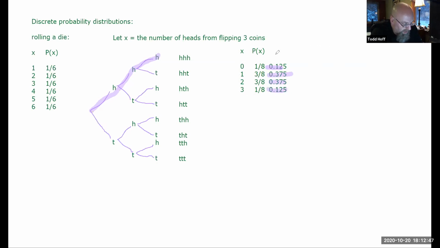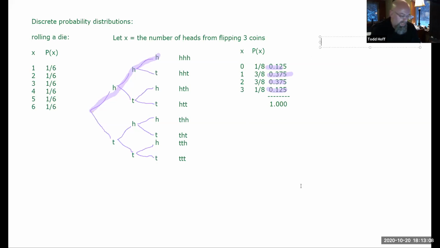That meets our first requirement of our distribution. And if I add all these up, it adds up to exactly 1. That meets our second qualification to be a distribution. So that is a valid probability distribution.